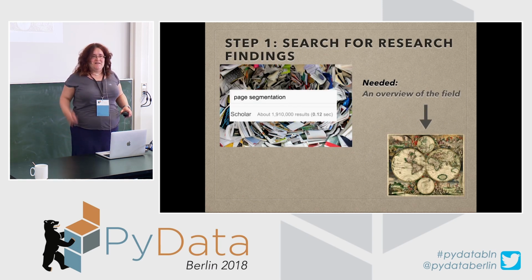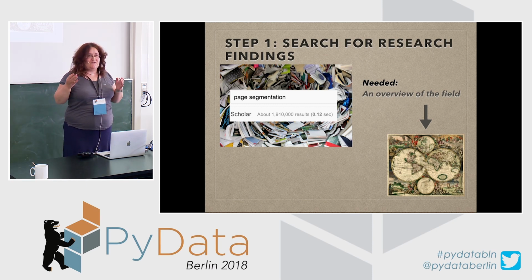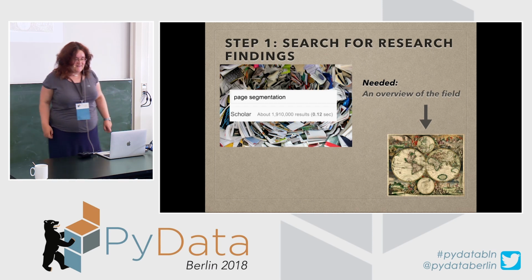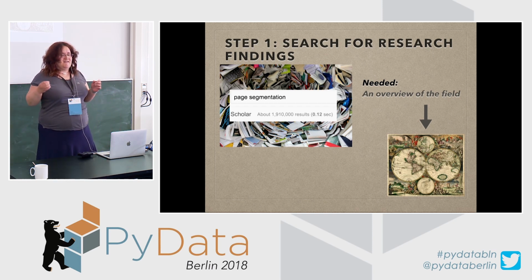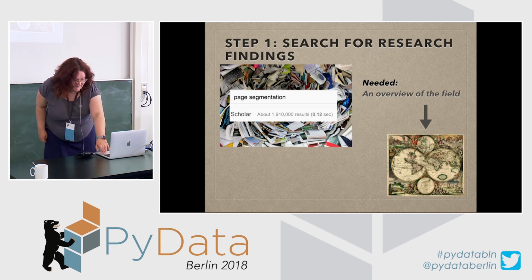So the first step. When you look into the problem we had, which is page segmentation, you get about 2 million hits in Google Scholar, which is obviously not something that you would ever want to look at in all detail, in all its comprehensiveness. So what we had to do is build some kind of map of the universe, or of the amount of papers in this area, and figure out which of the ones are right for us.